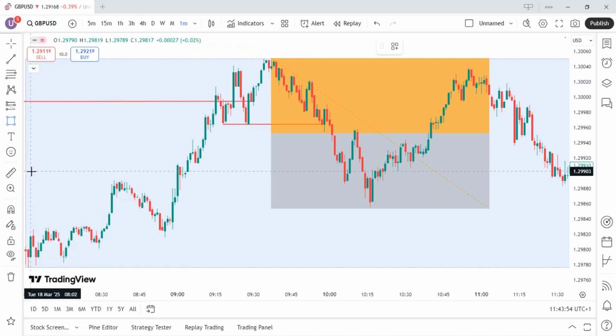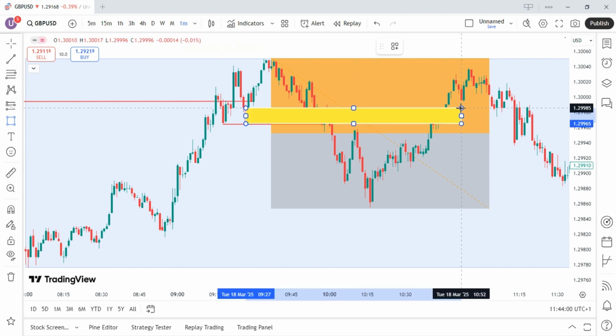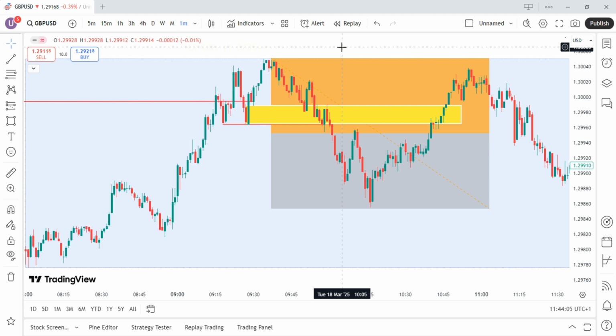So the breaker block now is this one here. You see this red candle here? This is our breaker block. You extend it. So this is our breaker block. Do you have a fair value gap inside this zone? Yes. Where is it? Let me show you the fair value gap. This is the fair value gap.